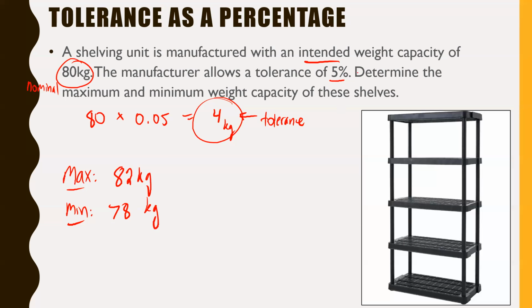So long story short, when a tolerance is given as a percentage, it just adds an extra level of detail to it. And it makes you have to do one extra calculation to find what the tolerance number actually is. In this case, because we knew what our nominal value was, the tolerance of 5% is just 5% of that 80 kilograms. That's all there is to it.